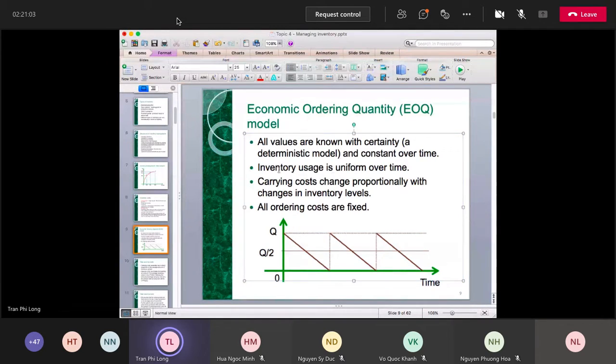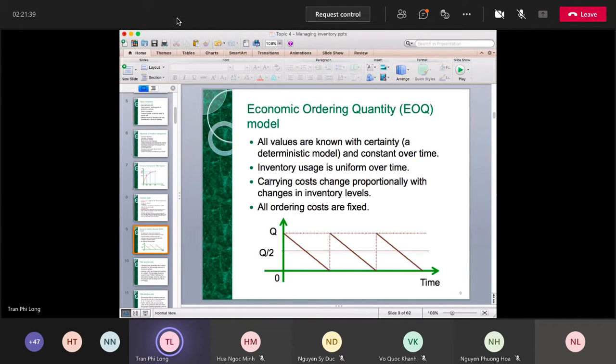And we assume that the inventory usage is uniform over time. It means that the rate of using inventory will be a straight line, like this one. In the beginning of the period, you store a level of Q inventory, and then the level reduces to 0. So the average level of inventory will be (Q plus 0) divided by 2, and it will equal Q over 2.